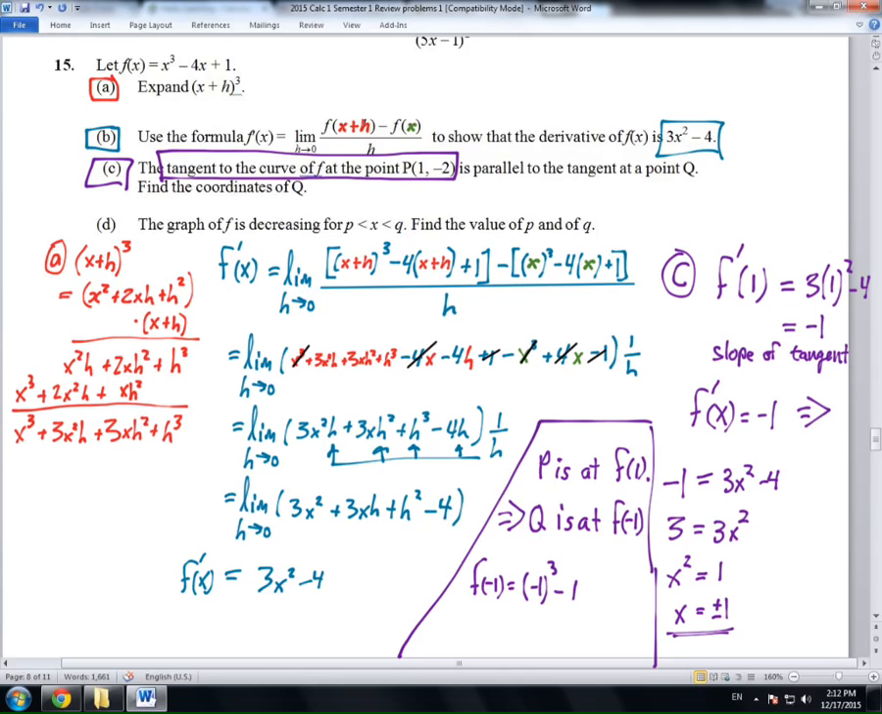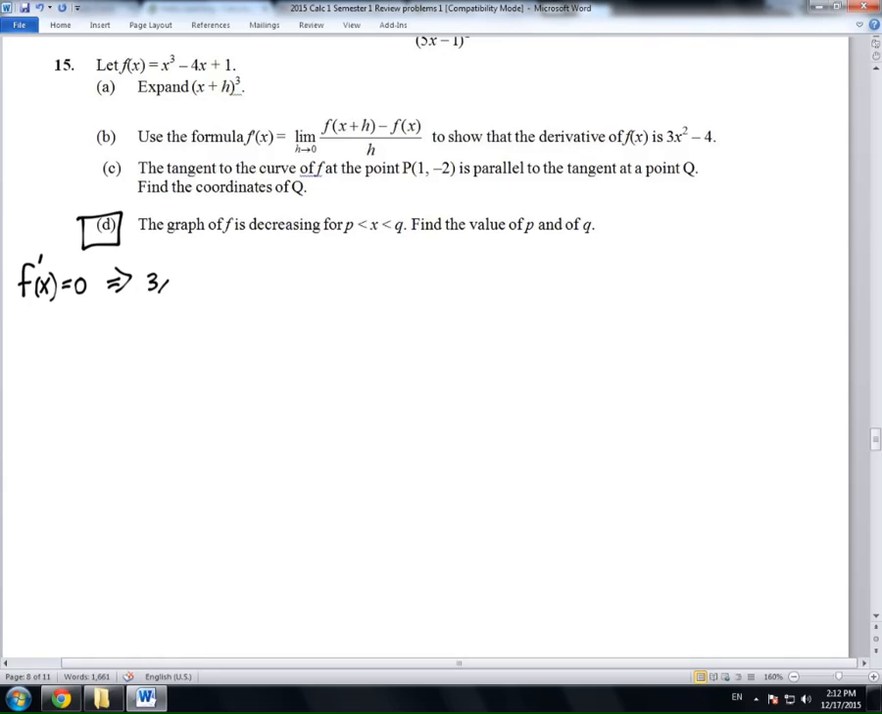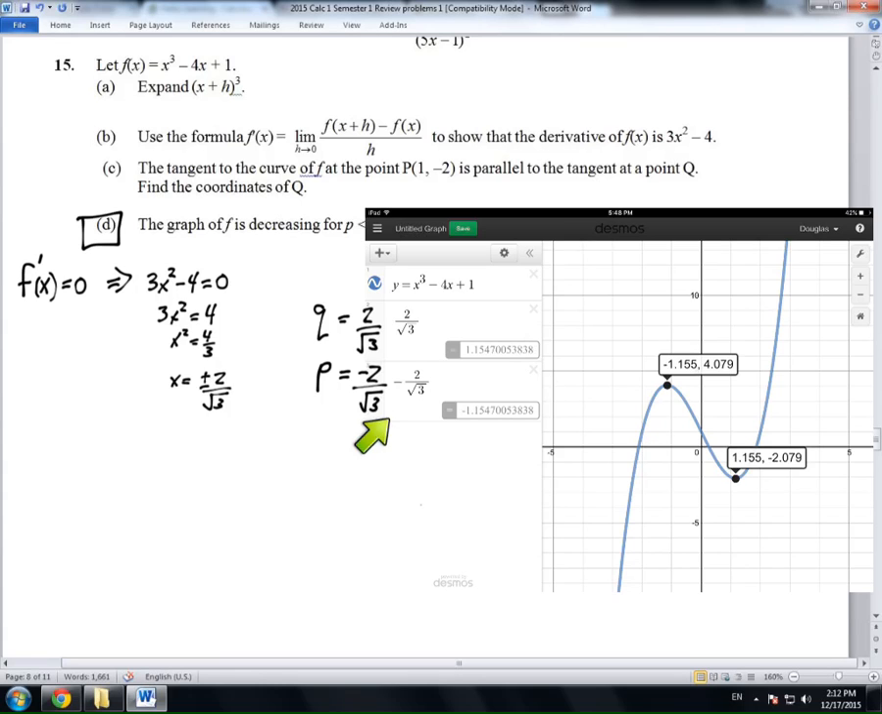So I just evaluate f of negative 1 in the original cubic function, and I get 4. So Q is the point (negative 1, 4). Finally, the graph is decreasing between P and Q. This is like the curve sketching that we just did recently. First thing I do is find when the derivative is equal to 0, and that's when x is equal to plus or minus 2 over the square root of 3. Notice I just divide both sides by 3, take the square root of both sides, don't forget the plus or minus. So P is the lesser of the two, and Q is the larger of the two.